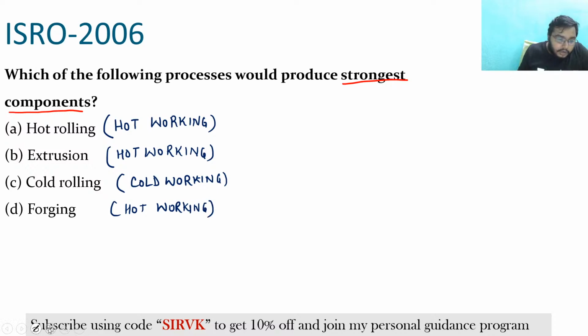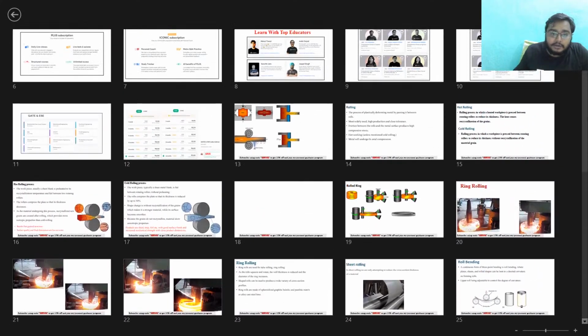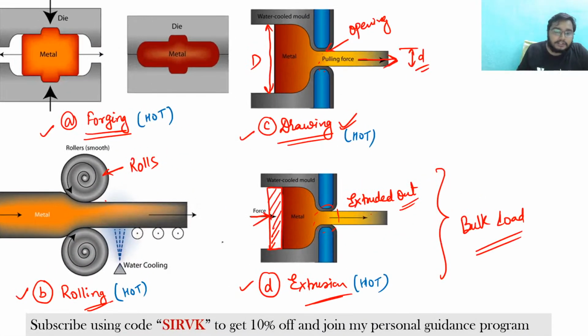How can you forget these things, my dear friend? You should not. See, I have explained in this slide that forging is a hot working process. Drawing is a hot working process. Rolling is generally a hot working process. Extrusion is a hot working process.